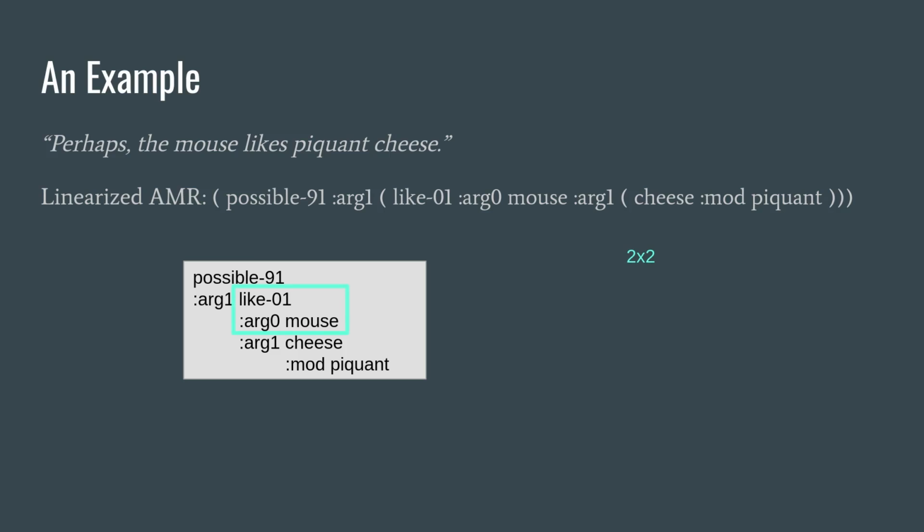And if we use a 2x2 convolutional kernel, we could capture that the mouse likes cheese. If we use a 3x3 convolutional kernel, we could already capture that like is the arg1 of possible and the mouse likes cheese. And if we use a larger kernel of 4x4, we can even capture some greater structures like the mouse likes piquant cheese. And note that in this linearized AMR representation, piquant and like are 9 hops or so apart, but here we can capture it all with a single convolution.